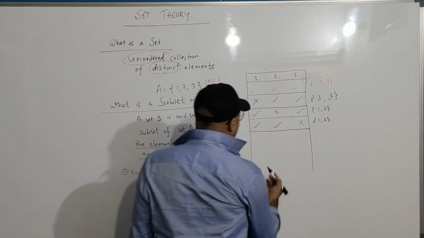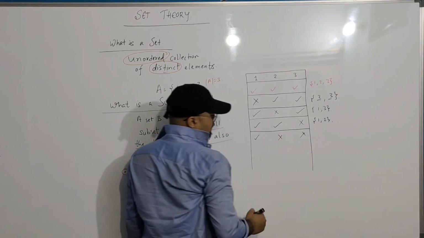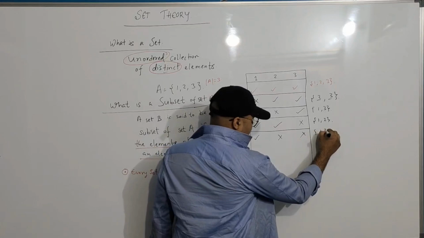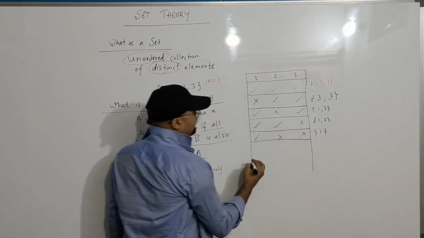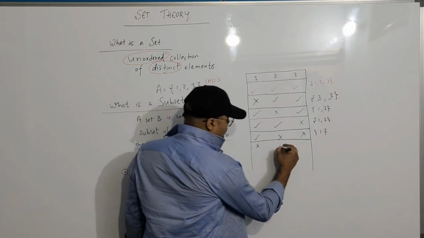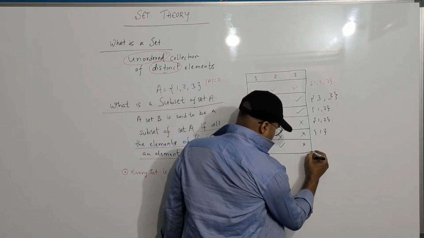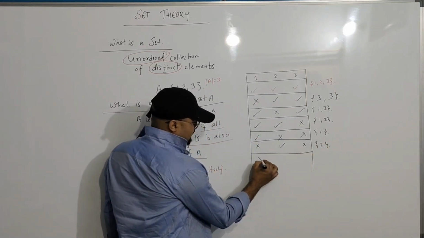So every time I'm just going to select 1 element. Let me select 1, then 2 and 3 I'm not selecting. I'm not selecting them to be elements in my subset. So this is my subset. Then I'm selecting 2. Then I'm selecting 3.